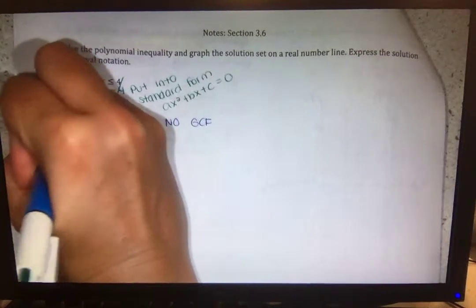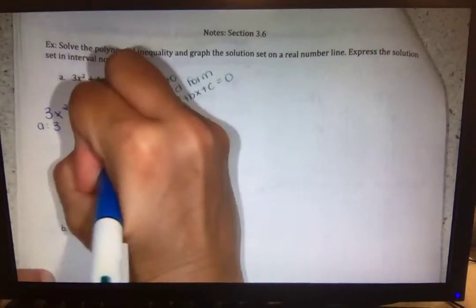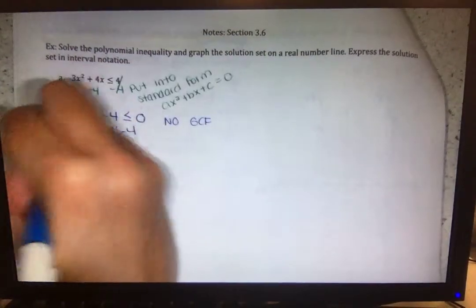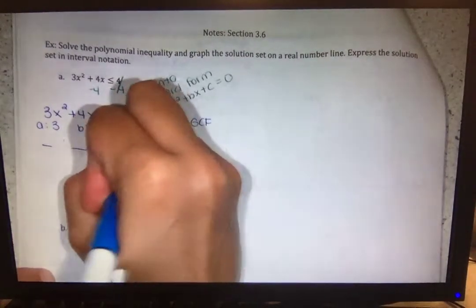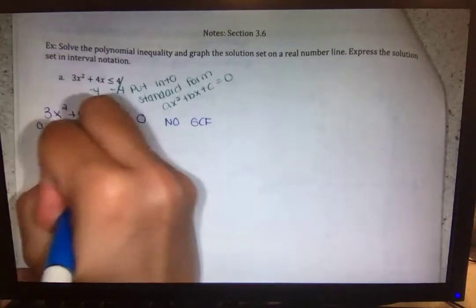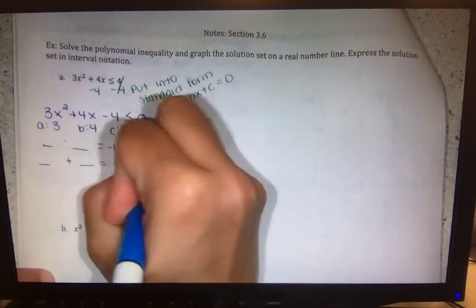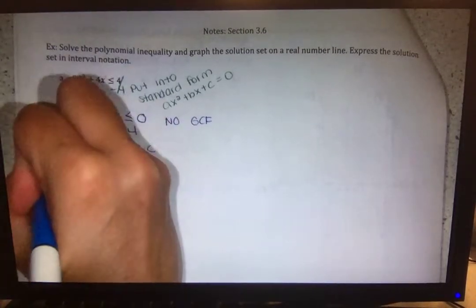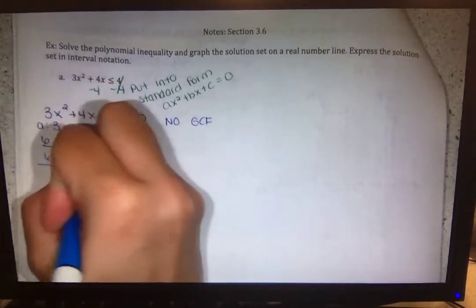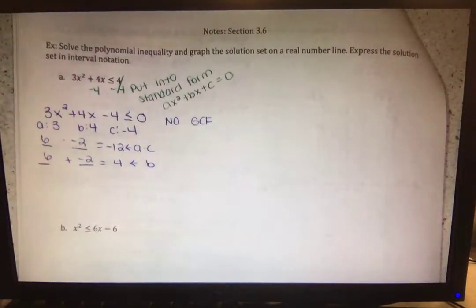Our A value is 3, B is 4, C is negative 4. So we're looking for two numbers that multiply together to give us A times C, which is negative 12, and the same two numbers to be added together to give us B, which is positive 4. 6 and negative 2. Good, thanks. 6 times negative 2 is negative 12. 6 plus negative 2 is 4. Unfortunately, because A is 3, A is not 1, so we have to factor by grouping here.